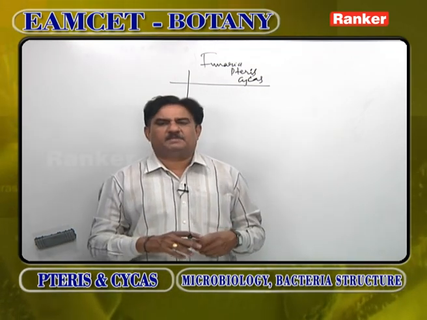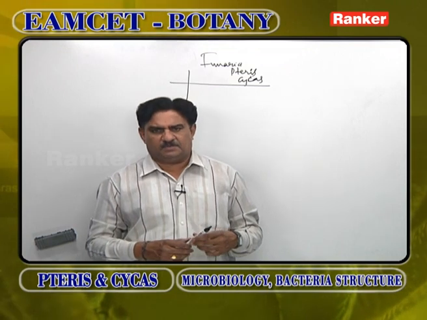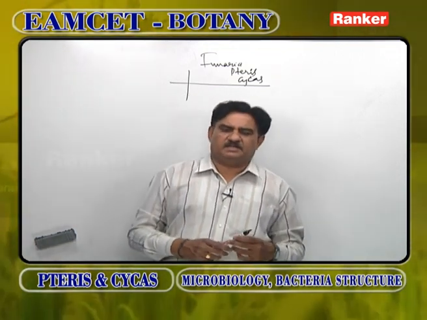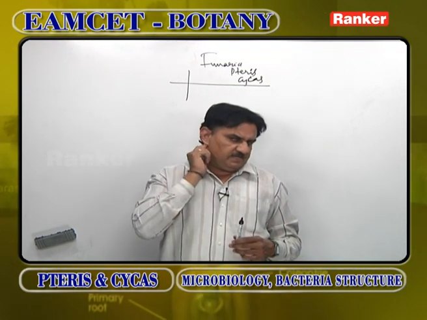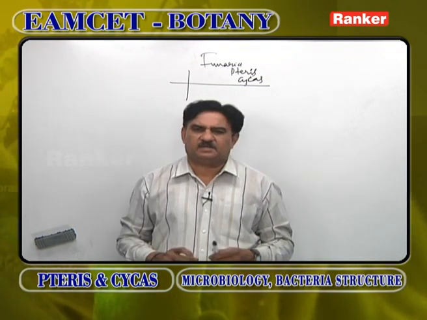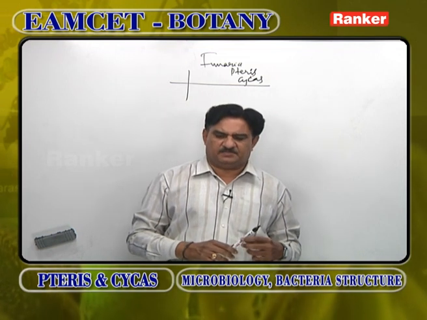Spirogyra and Rhizopus, all important bits. Now we discuss the plant kingdom examples. Bryophyte example Funaria, Pteridophyte example Pteris and Gymnosperm example Cycas. Funaria is a bryophyte where the gametophyte is dominant, so sexual reproduction appears first, then asexual reproduction.